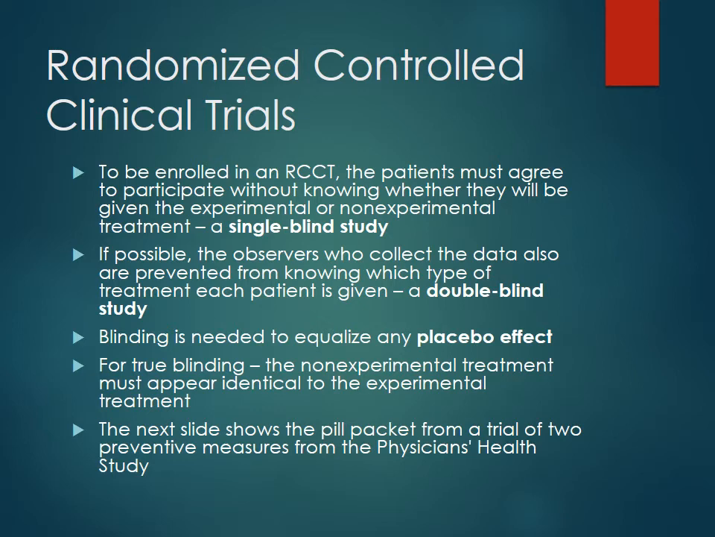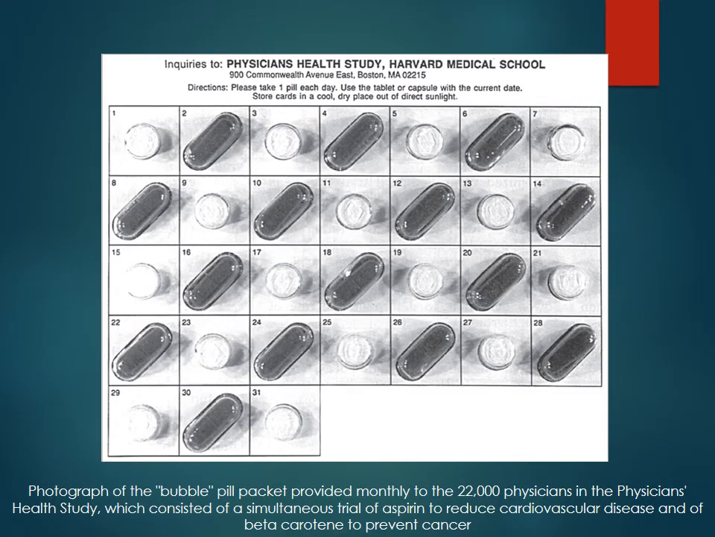Obviously, for babies and the like, you wouldn't necessarily need to know that because they couldn't really communicate with their parents as to what happened. But anyway, a good example of this would be a pill packet in the next slide, where they were looking at two preventative measures. They're looking at aspirin and beta-carotene in that Physicians' Health Study. So you can see here they look identical. You would have no idea whether you're receiving active drug or placebo in these circumstances.